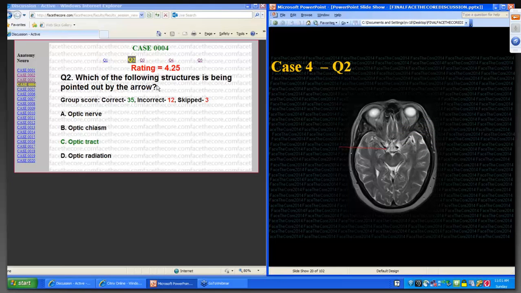And then here, which of the following structures is being pointed out by the arrow? Is it the nerve, the optic nerve, the chiasm, the optic tract, or the radiation? So this is the optic tract. C is the correct answer.